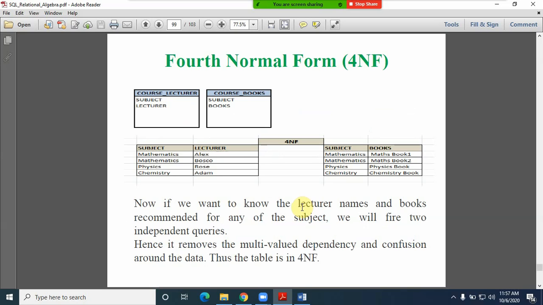So there is no question of linkage of lecturer and as well as the books. You can individually refer for which subject what is the book, and for which subject who is the faculty member. Like that you can achieve it. It removes the multi-value dependency and confusion around the data, so the table is in the fourth normal form.